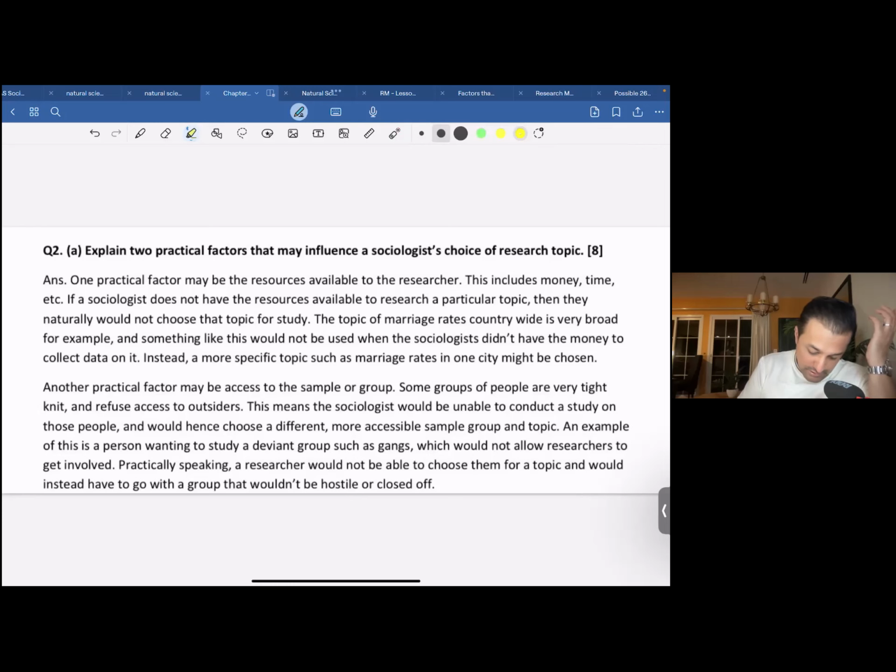Just have a look. One practical factor that may be the resources available to the researcher. So the point over here is the resources available to the researcher. This includes money, time, etc. If a sociologist does not have the resources available to research a particular topic, then they naturally would not choose the topic for study, right? So in the marking scheme, time was seen as a separate factor. Over here, this resources available to the researcher. This is the point that has been identified over here, right?